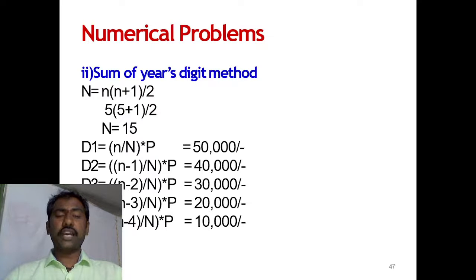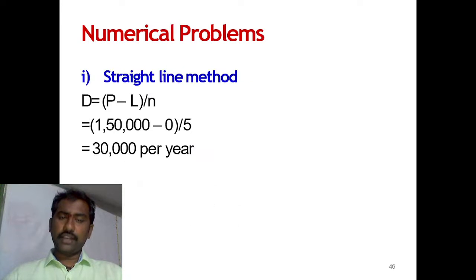So for the first year, D1 is n by capital N into P. So n is 5 by capital N, which is 15, into 1,50,000. The answer is 50,000. And D2 is (n minus 1) by capital N into P. That means n minus 1 means 4 by 15 into 1,50,000, so 40,000. And next 3 into 10,000, 30,000. And 2 into 10,000, 20,000. And 1 into 10,000, 10,000. So these are the depreciation values using the sum of the years digits method.